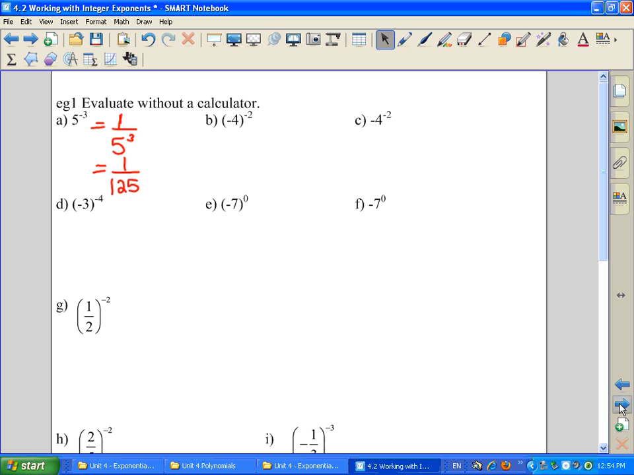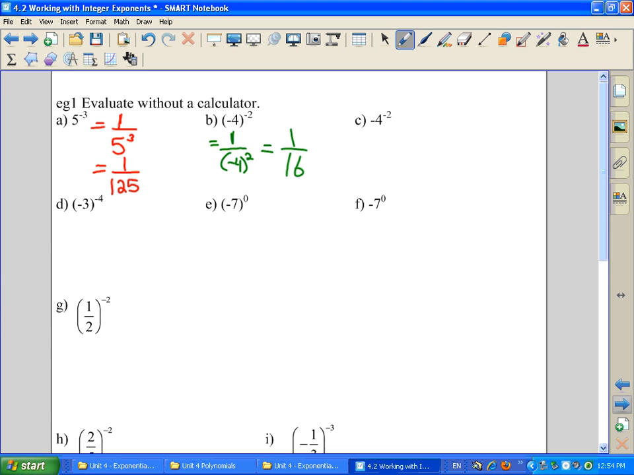Okay, second example, ladies and gentlemen, my base is negative 4, but I have an exponent that's also negative. So let's take care of the negative exponent first. It's going to be 1 over negative 4 to the power of 2. So it's going to be 1 over negative 4 times negative 4 gives you positive 16. So your answer is 1 over 16.